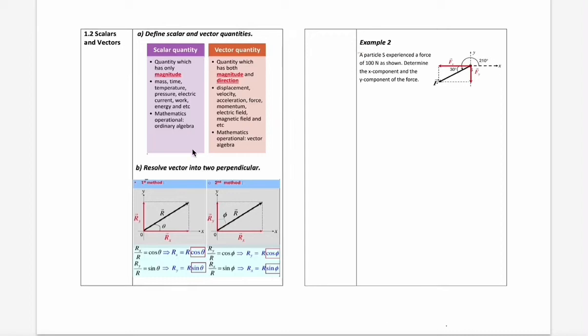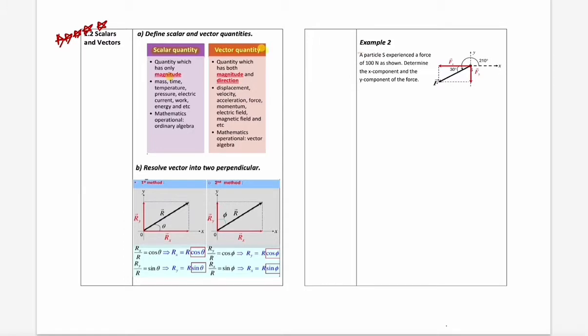Continue with 1.2, which is scalar and vector quantity. For this subtopic, I would say this subtopic is very important. I will just draw 5 stars here to show how important it actually is. Very important subtopic, and we will use this concept in the following chapters as well. So we have scalar quantities and vector quantity.